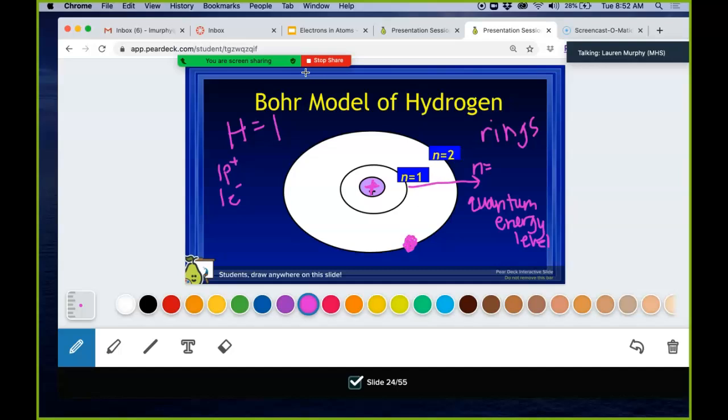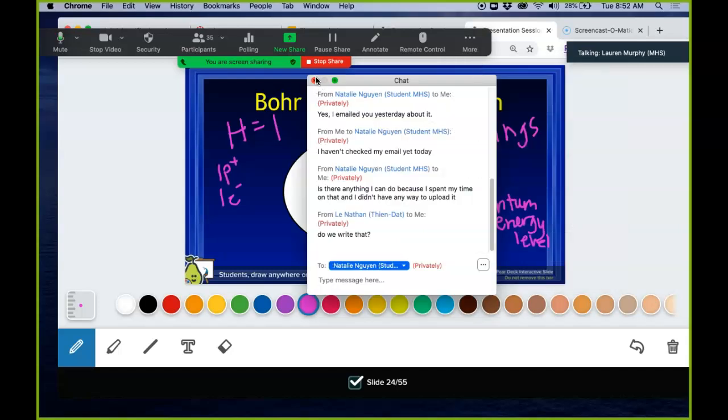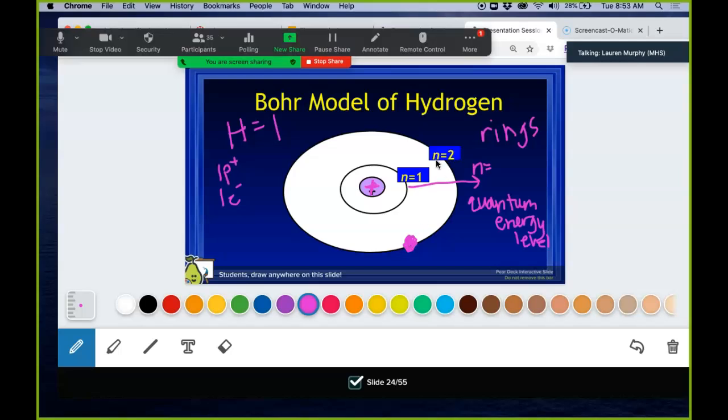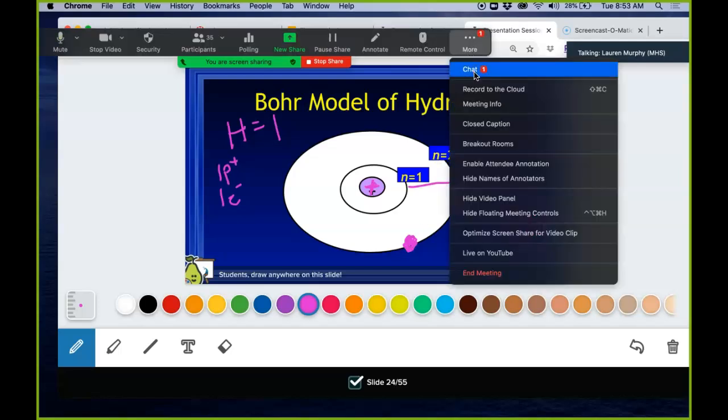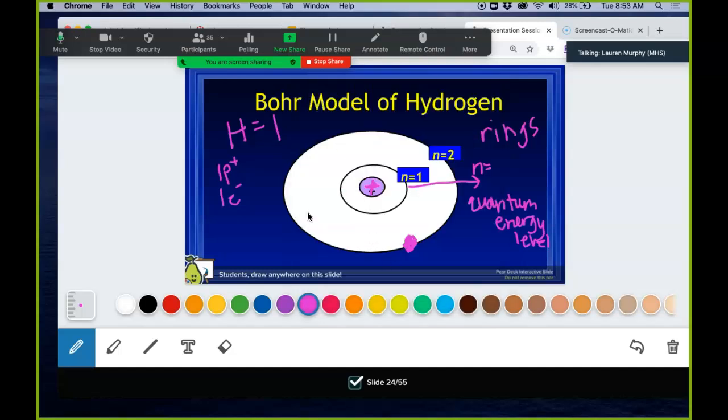Anybody know what this would be called in terms of the hydrogen atom? What kind of hydrogen atom is this? So it's not a ground state because it's not in the lowest energy level. I've moved it to a higher energy level, the second energy level. This would be called a depiction, thank you, Luke, of the excited state. This would be an excited state version.